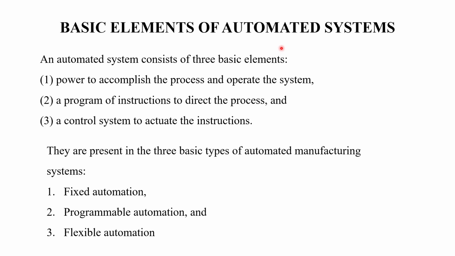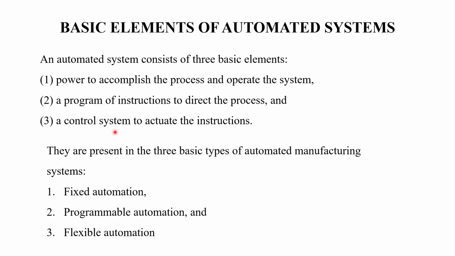With this basic concept, the automated system consists of three basic elements. One is power to accomplish the process and operate the system, the second is a program of instructions to direct the process, and the last is a control system to actuate the instructions. All these three are the major elements of the automation system.